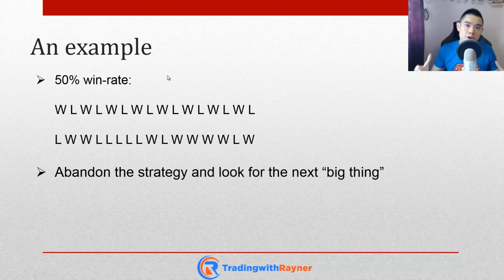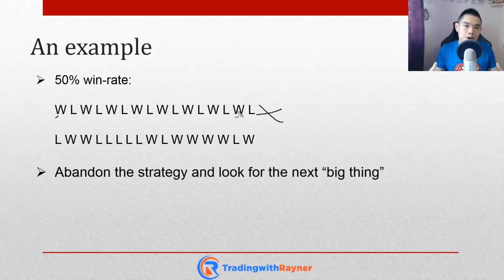Let's say you have a trading system with a 50% win rate. Many traders would think that with a 50% win rate, they can expect to have a win, loss, win, loss, win, loss, win, loss, and all the way. And the answer is no. That's not true. You shouldn't expect this, actually.